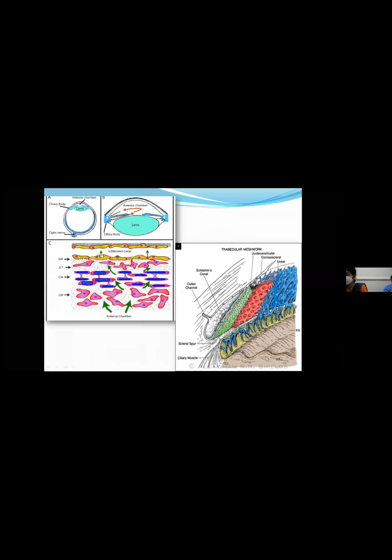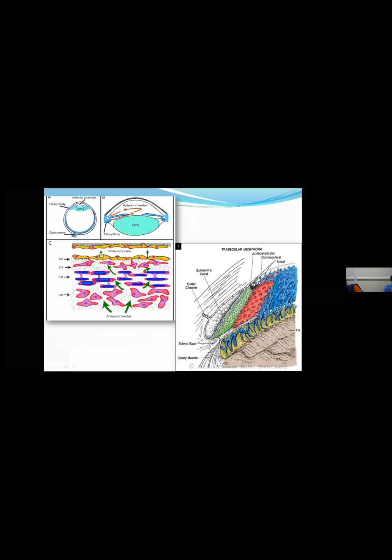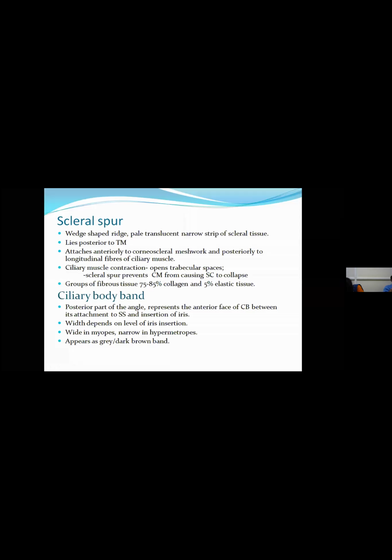Next is the scleral spur. It's a wedge-shaped ridge. It is pale, translucent, and it's a narrow strip of scleral tissue. It lies posterior to the trabecular meshwork. This wedge-shaped part is the scleral spur. It is attached anteriorly to the corneoscleral meshwork and posteriorly to the ciliary muscle. So whenever the ciliary muscle contracts, the scleral spur opens the trabecular spaces, and it also prevents Schlemm's canal from collapsing. So that is the importance of the scleral spur.